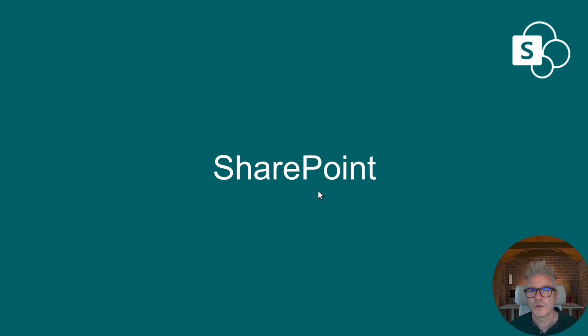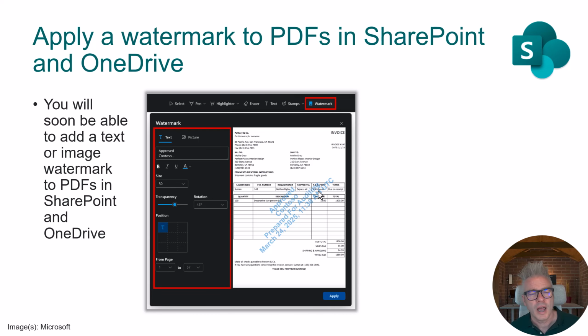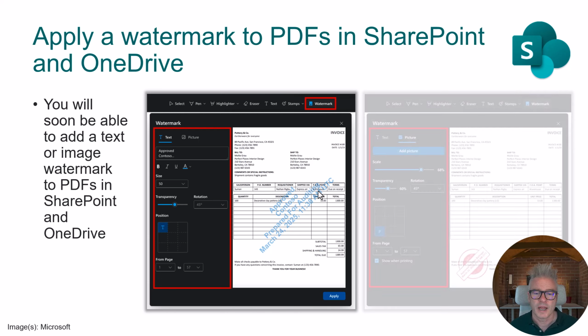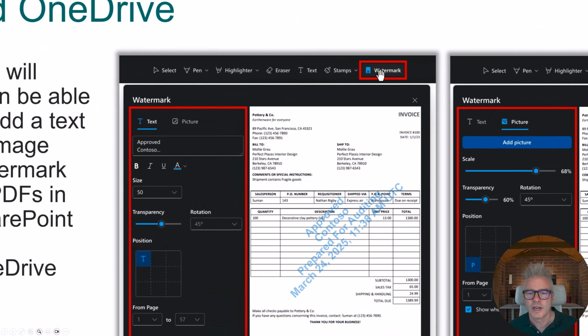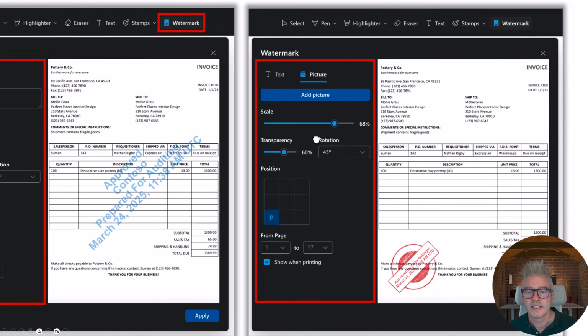Okay, let's see what's new in SharePoint. Apply a watermark to PDFs in SharePoint and OneDrive. So you should be able to add either text or an image. You can see on the screen here that I've clicked on watermark, and now I can navigate the text options. I've got formatting options here. I can do the transparency. I can change the position. I can decide what page it's going to go on, and similar options there for the image as well.